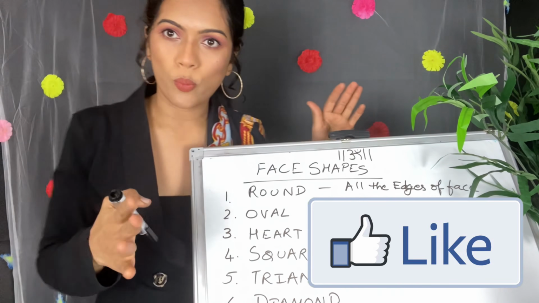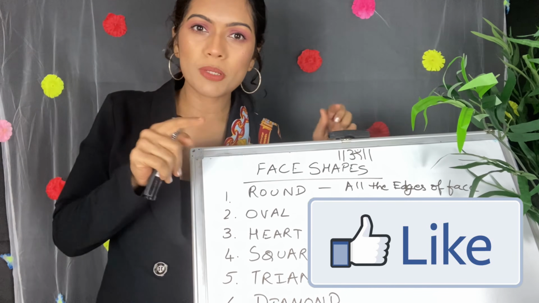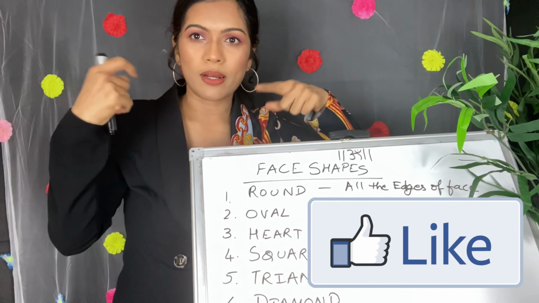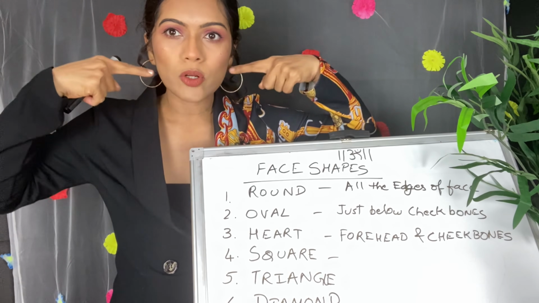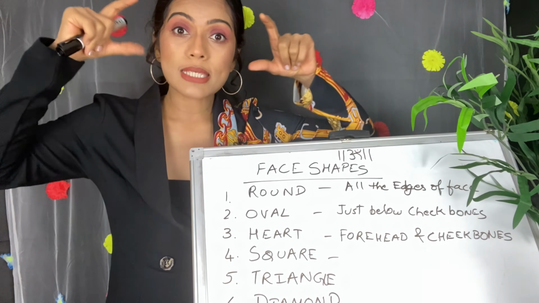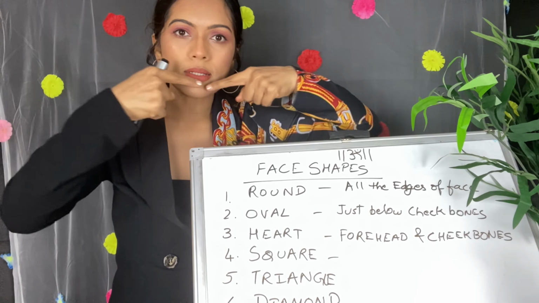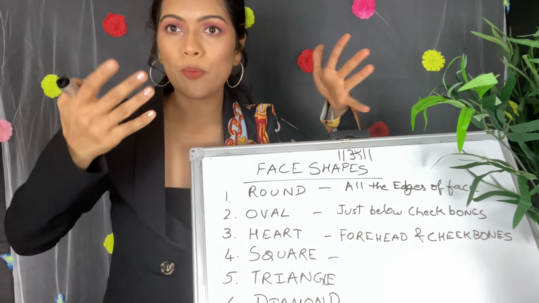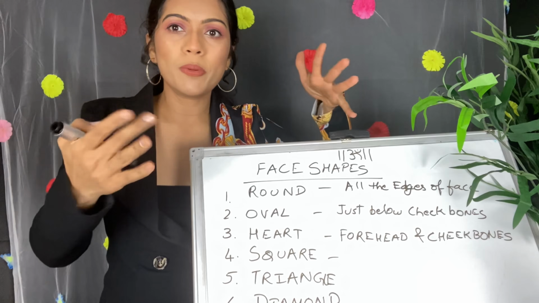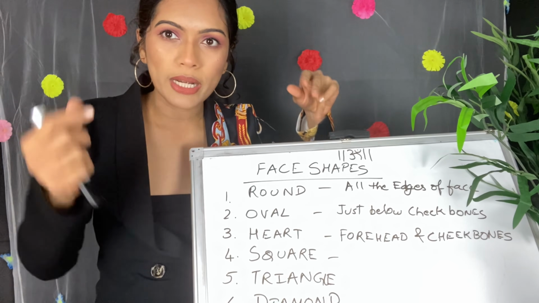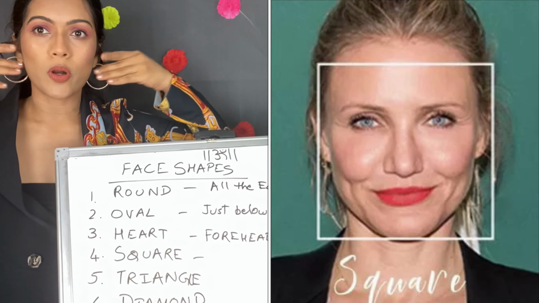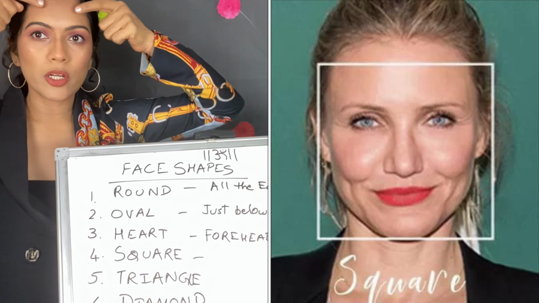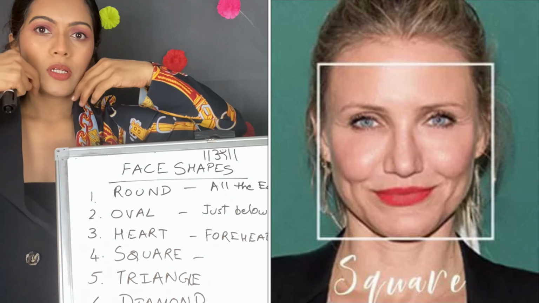Now we'll move on to square. If you're a square face shape, square means what? All sides are similar. Means what? This measurement, your forehead measurement and your jawline measurement will be the same. Okay, then it is a square. So now when I'm telling you, that's when you'll be able to understand what you have to contour, right? Because your forehead is broad and your jawline is broad, you have to contour a little bit near your forehead and a little bit near your jawline.